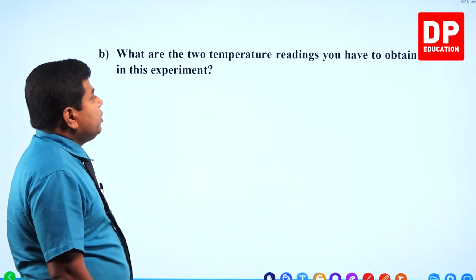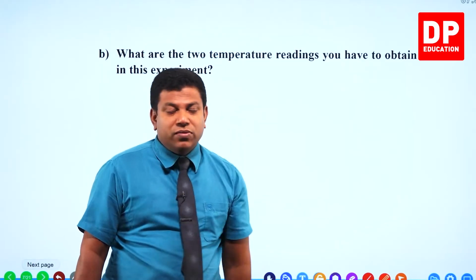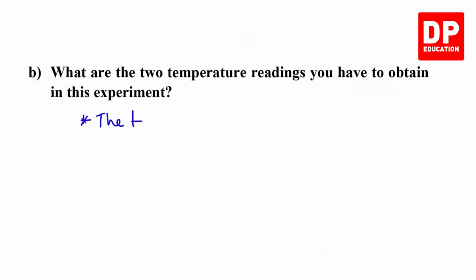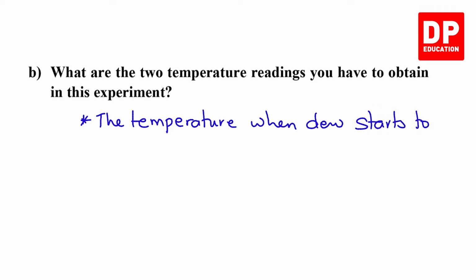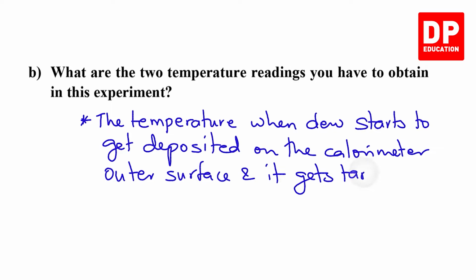Next, what are the two temperature readings you have to obtain in this experiment? One when the dew is being formed and the other one when the dew starts vanishing. We will say one, the temperature when dew starts to get deposited on the calorimeter outer surface, and it gets tarnished. It gets tarnished.